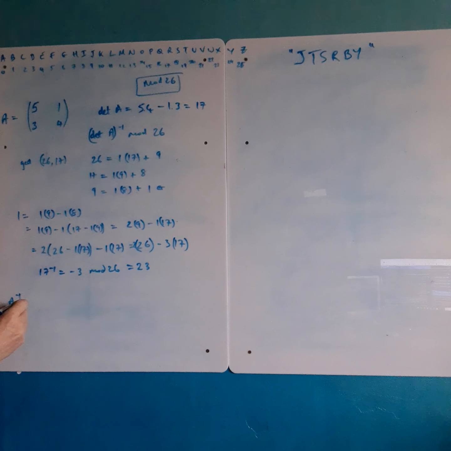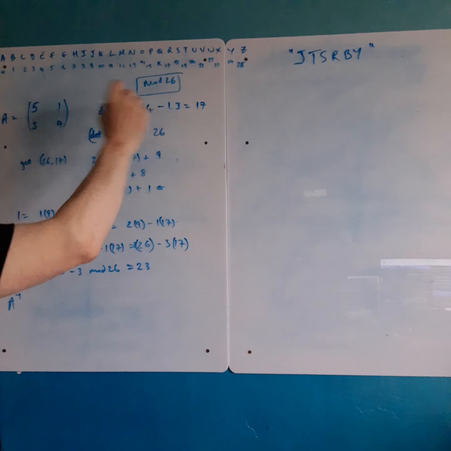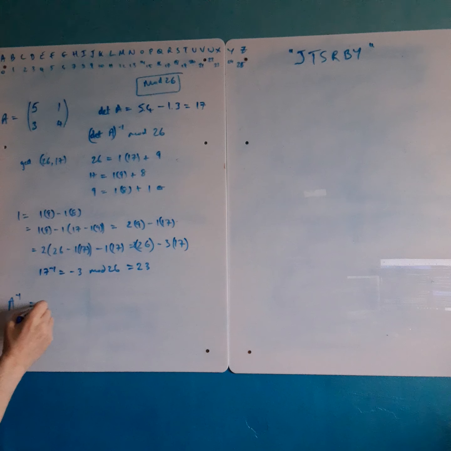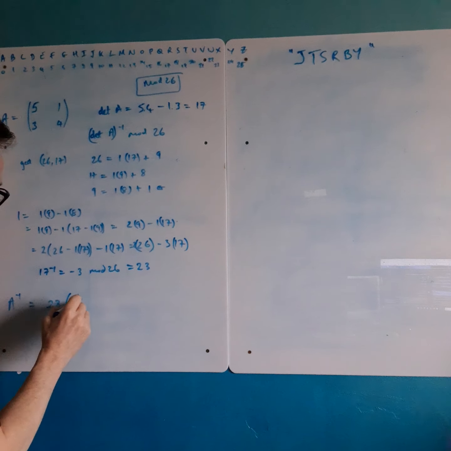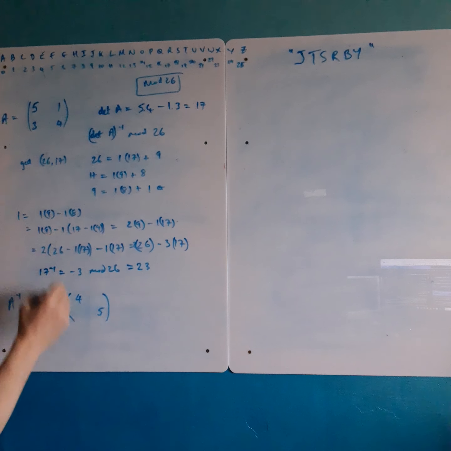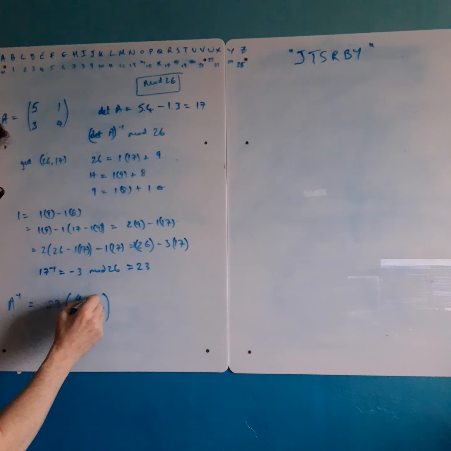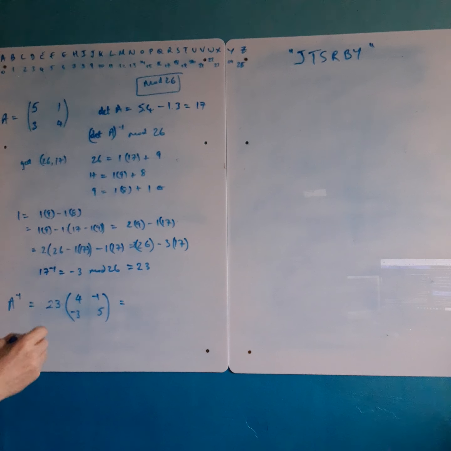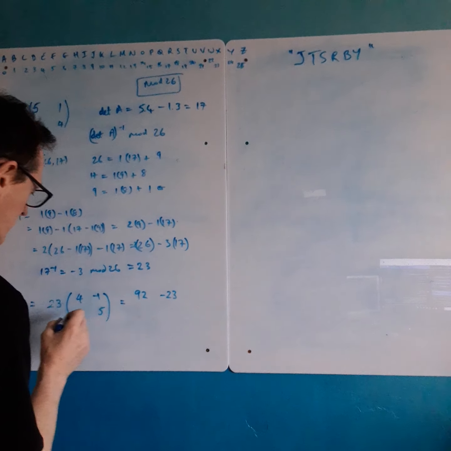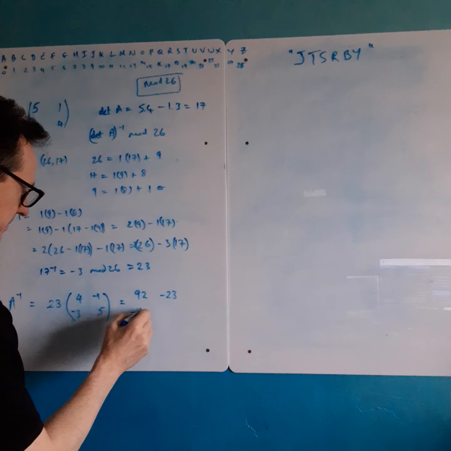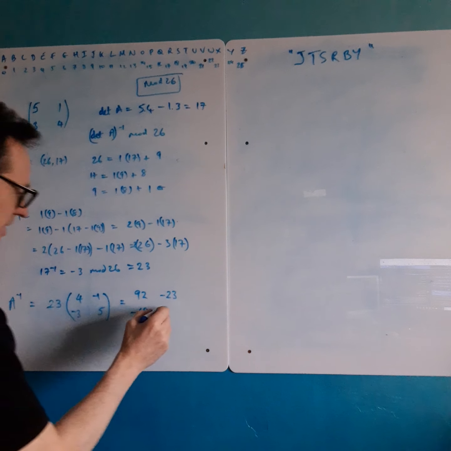So now what I have is A inverse, the modular inverse, I should say, of A mod 26, is going to be equal to 23 times, it's not 1 over the determinant, it's the determinant inverse. So 23 is the inverse of the determinant, and we have to switch this matrix, switch the 5 and the 4, so 4 and 5, and put negative signs in front of the 3 and the 1. Okay, so that's going to give me 92, I'm thinking, minus 23, minus 69, and 115.